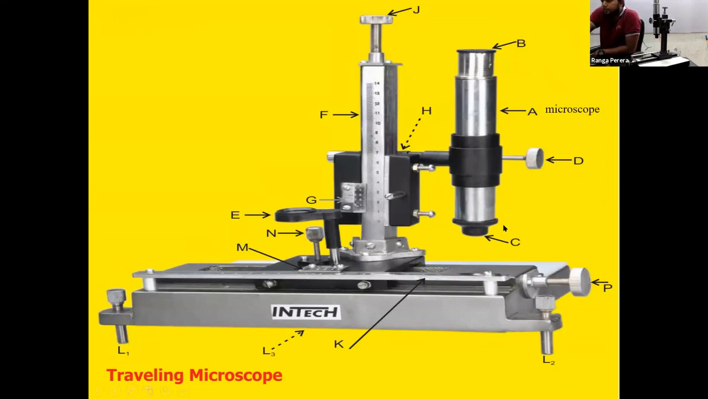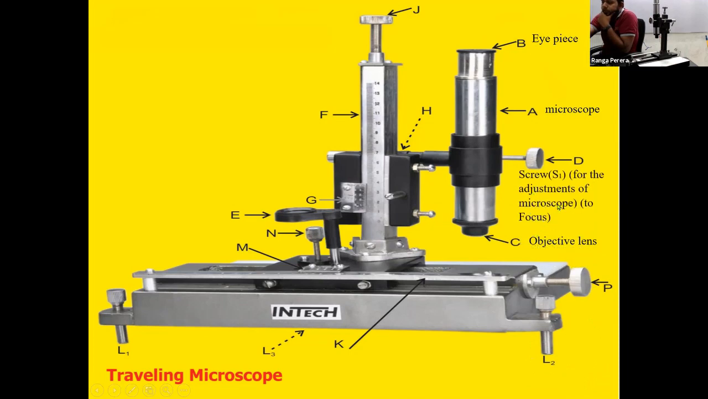A. What is A? It is a microscope. You can start with me and write that it is a microscope. We call the whole section the microscope. What is B then? Eyepiece lens. Eyepiece. We keep the eye here, that's why we call it the eyepiece. Number C, go with the letters. Number C is the objective lens.